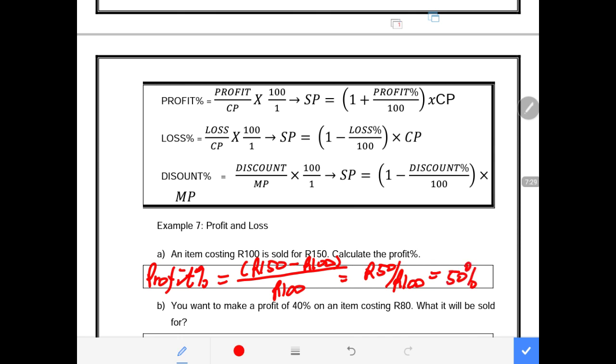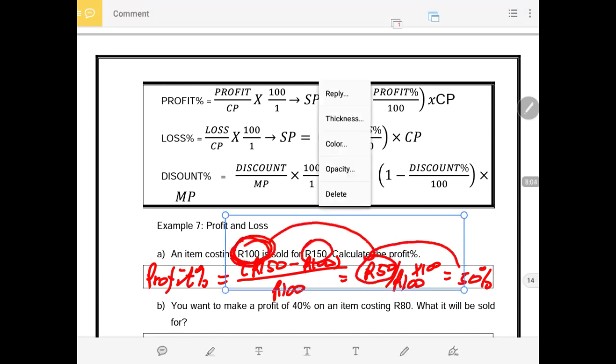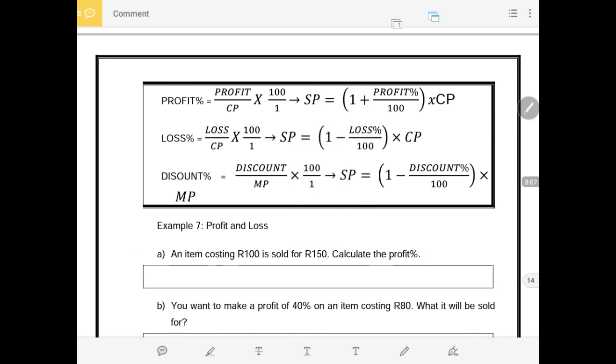Why 50%? It is because we have multiplied this by 100 after, obviously, in order for us to get to 50%. Obviously, if the product that we bought costed us 100 rand and we sell it for 150, then we'll make an extra 50 rand, which is half of the cost of the product. Then this 50 rand is half of the cost of the product, which is why it is definitely 50%. Then after, now we go to the second example, a simple example.